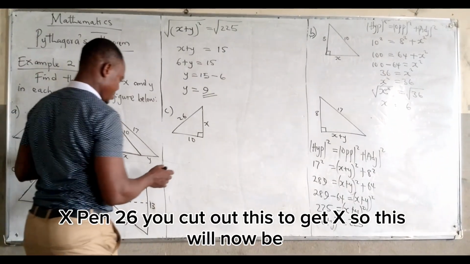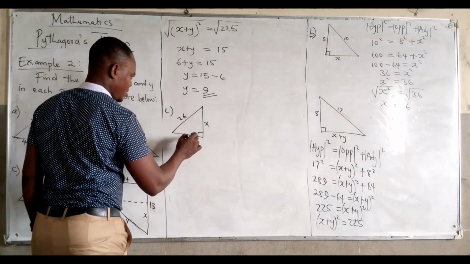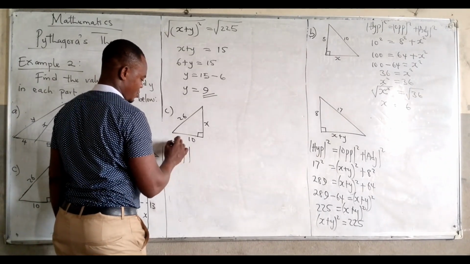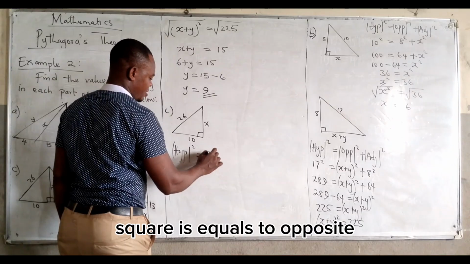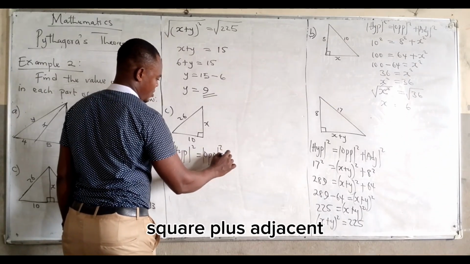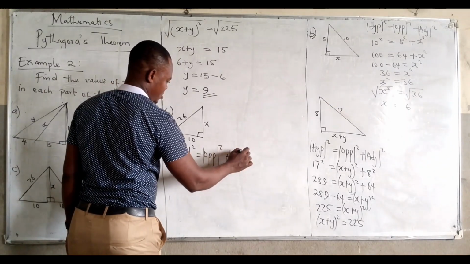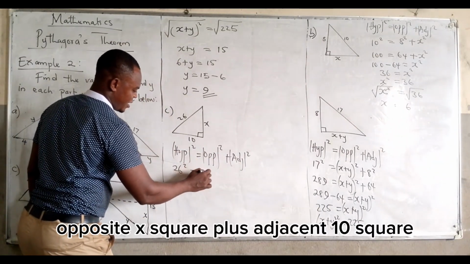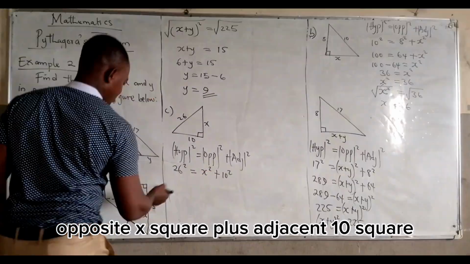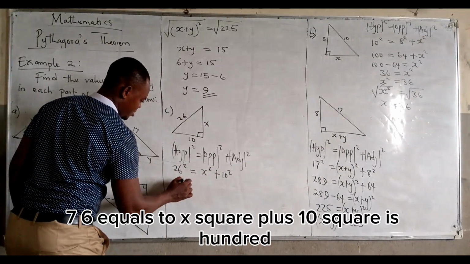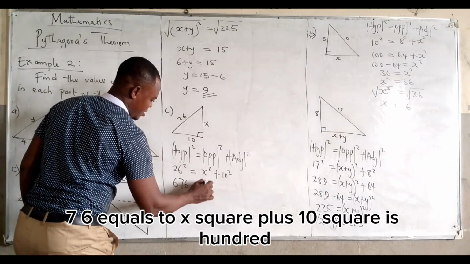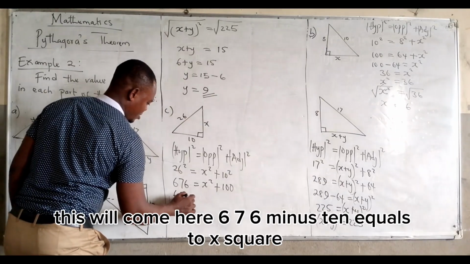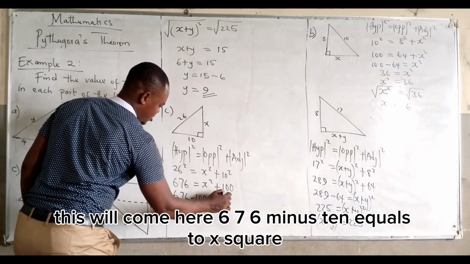So this will now be hypotenuse square. Hypotenuse square is equal to opposite square plus adjacent square. Hypotenuse is 26 square, opposite x square plus adjacent 10 square. 26 square is 676 equals x square plus 10 square is 100. This will come here, 676 minus 100 is equal to x square.